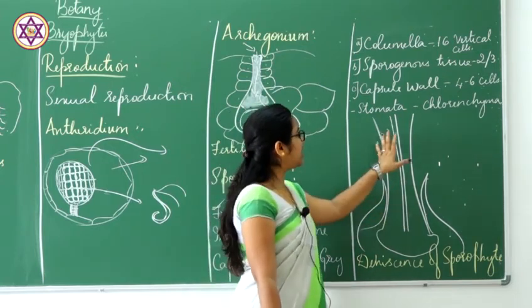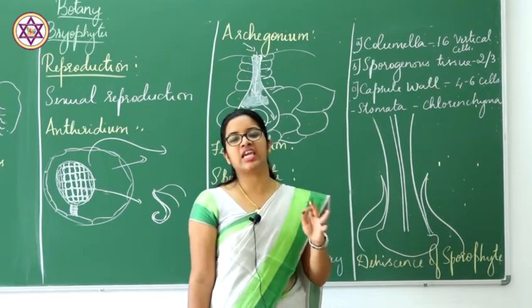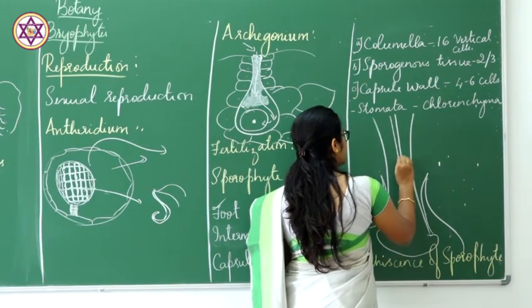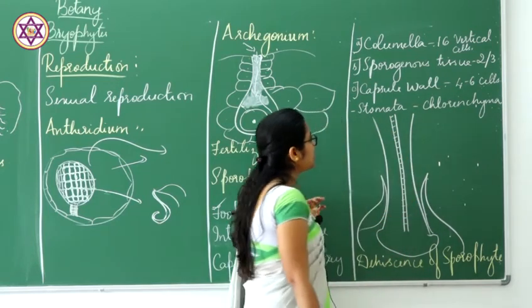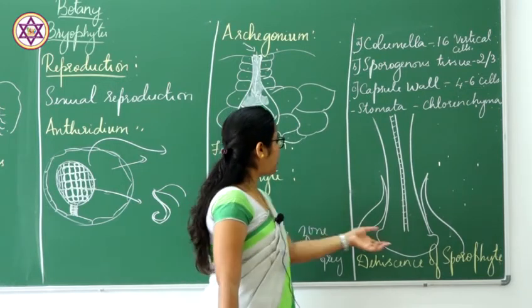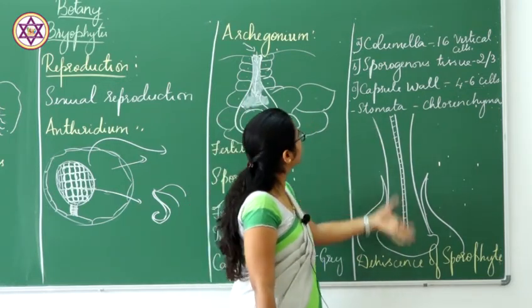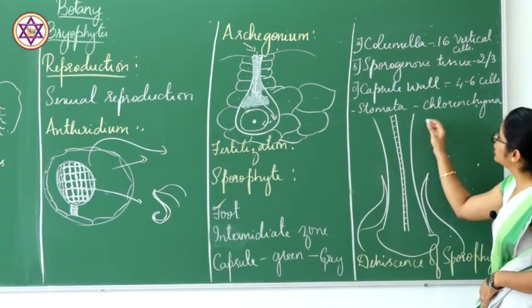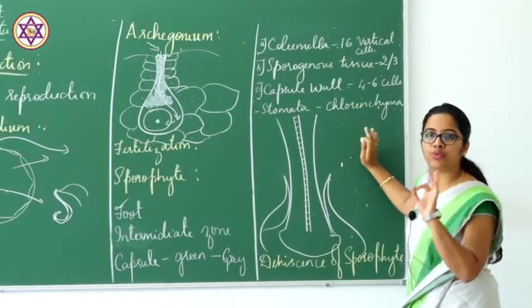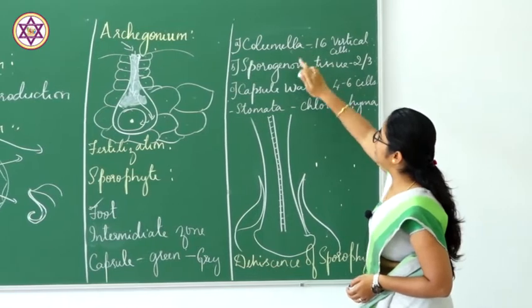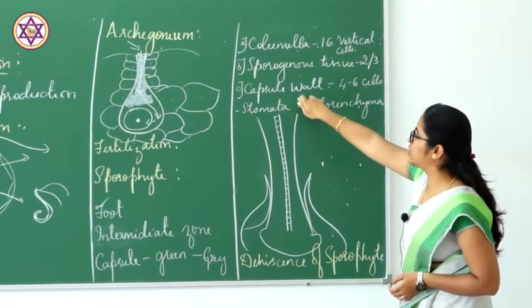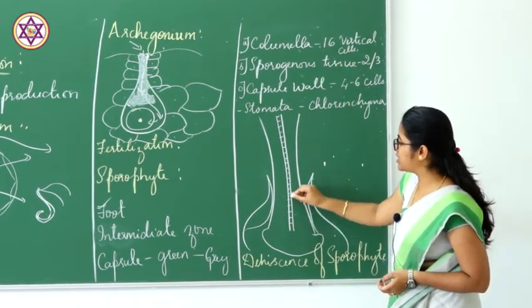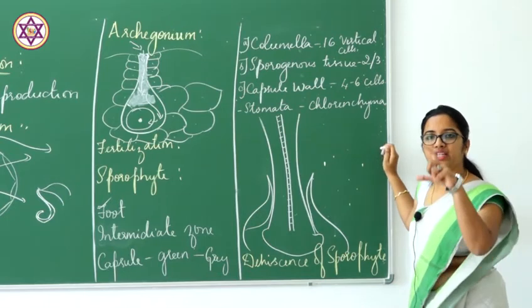This columella consists of 16 vertical cells. Okay, so they have 16 vertical cells across. And then talking about the capsule, you will find the capsule consists of 3 regions. The first one is columella, the second one is sporogenous, and the third one is capsule wall. Now talking about columella, as I said, they have 16 cells which are vertically placed.